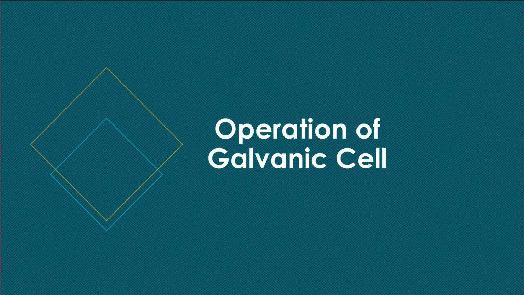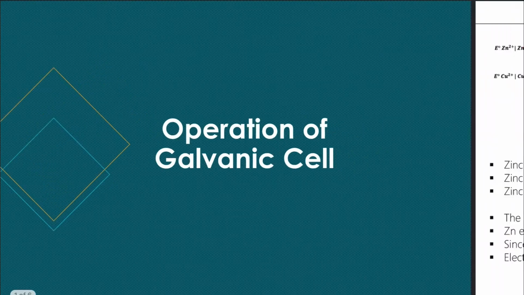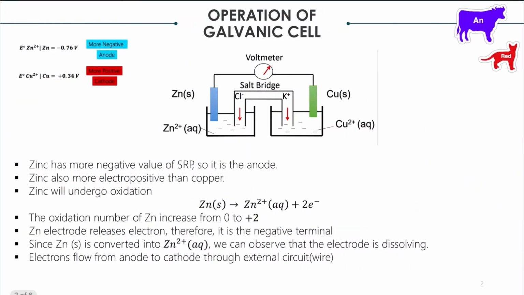Operation of galvanic cell. So we will be discussing operation of galvanic cell based on this diagram. From the diagram we can see zinc and copper as electrodes.